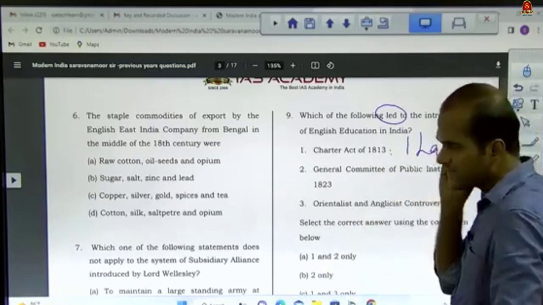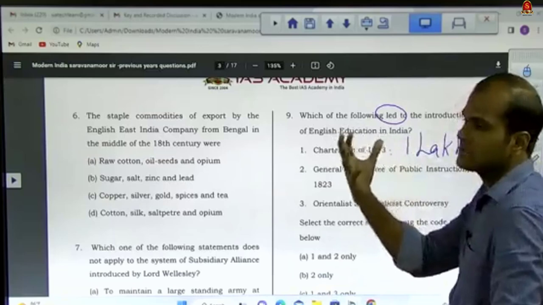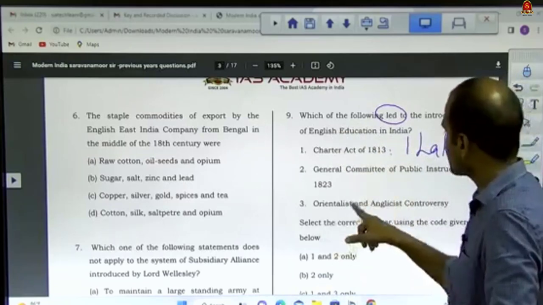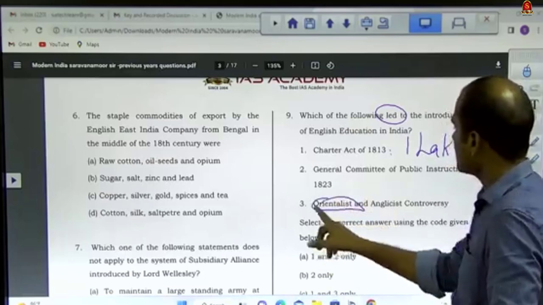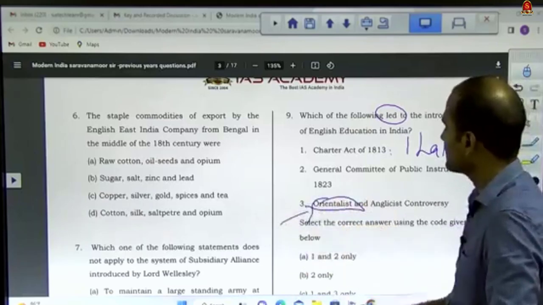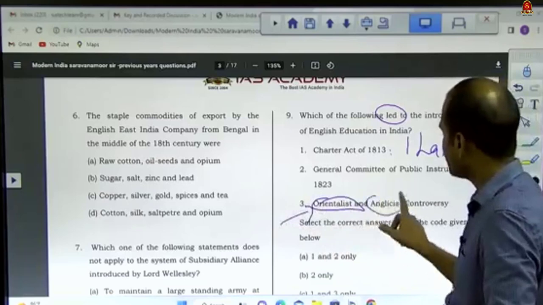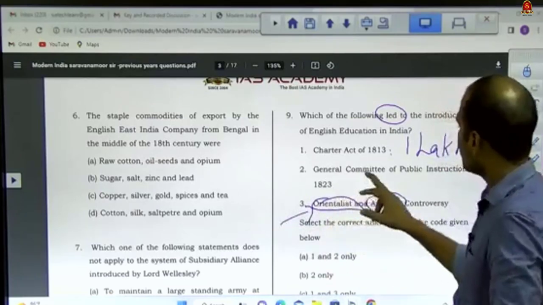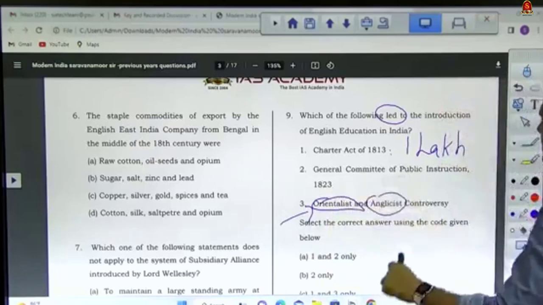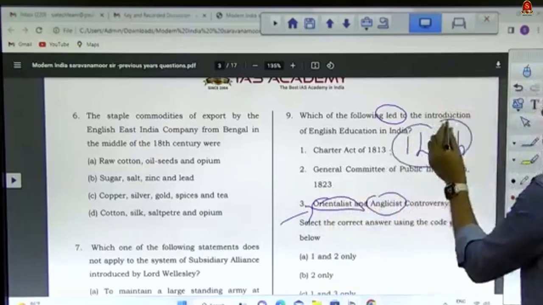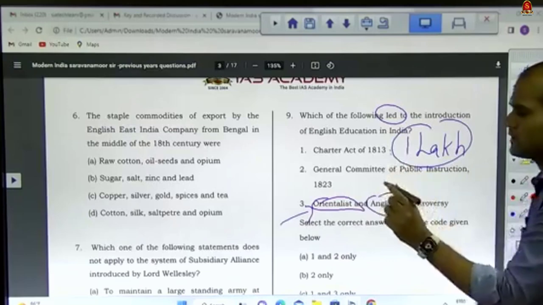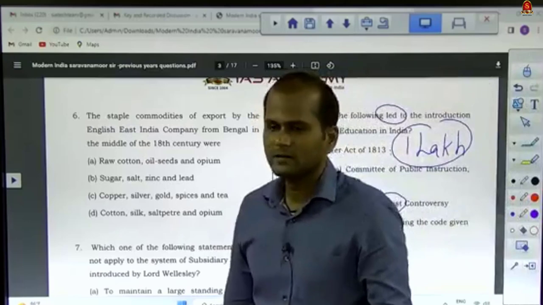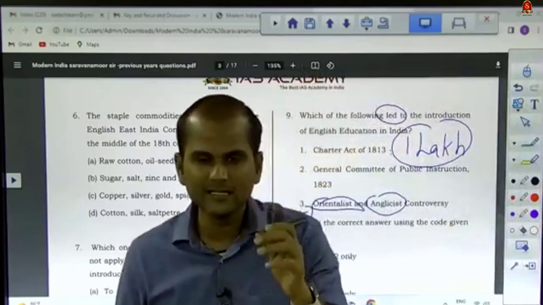But the question was what kind of education system was to be followed. That controversy is called Orientalist versus Anglicist. Orientalists were in favor of the Indian language system, the vernacular languages; Anglicists were in favor of the English language system. And the General Committee of Public Instruction. What happened is, how to spend the 1 lakh? Whether on the Indian language system or on British English?